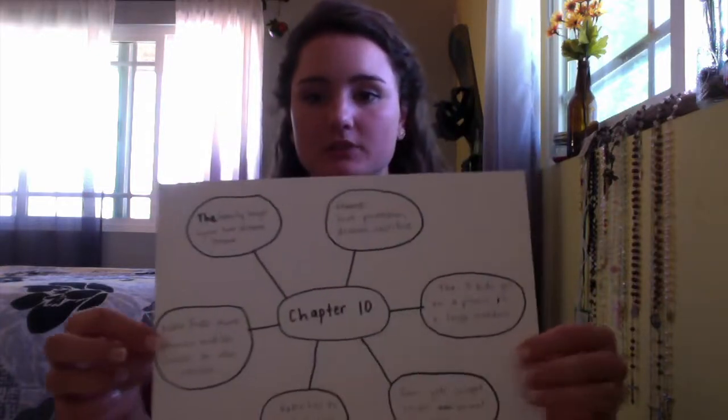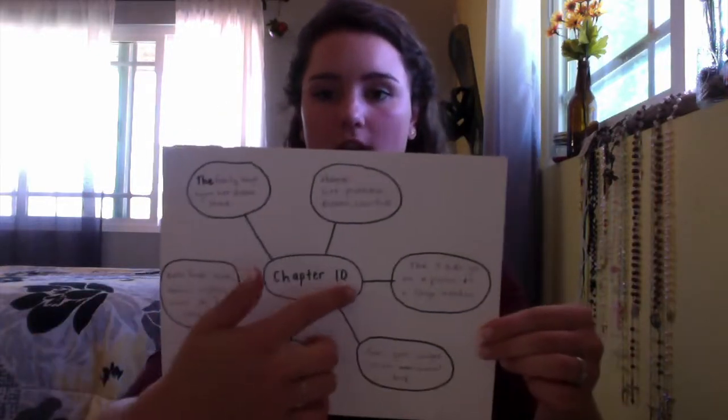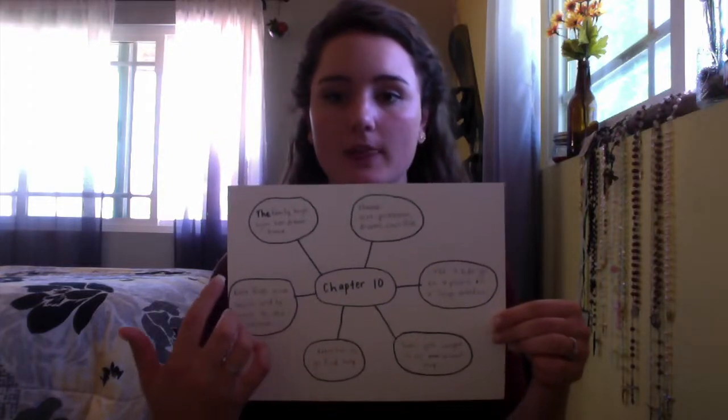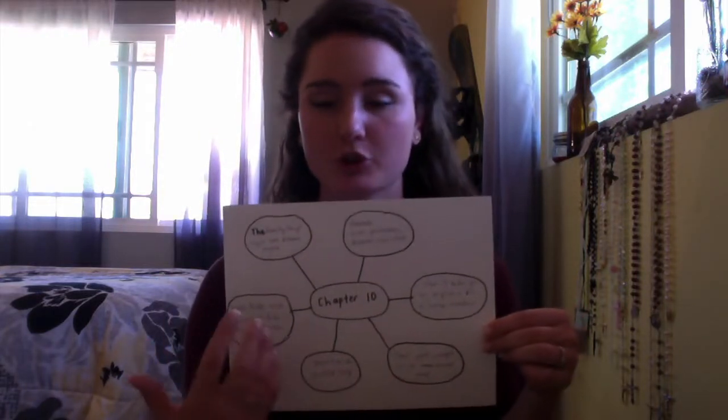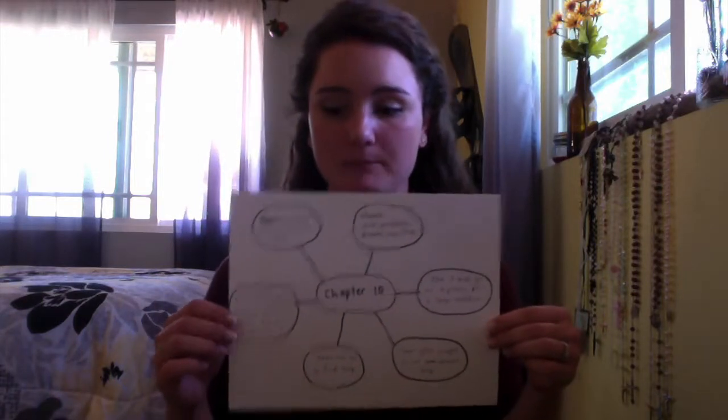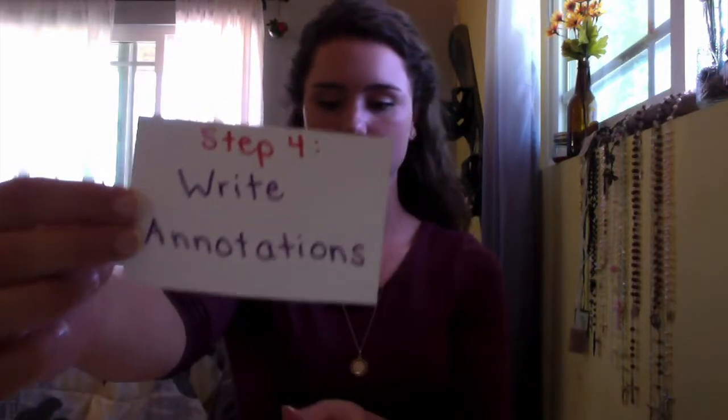And then for the follow-up activity, here's an example of the semantic map. I have chapter 10, and then I have a list of the themes or the main events in the chapter, which is similar to what I just described with the house and the picnic and Sam getting caught in the trap. And then step 4 is write annotations.